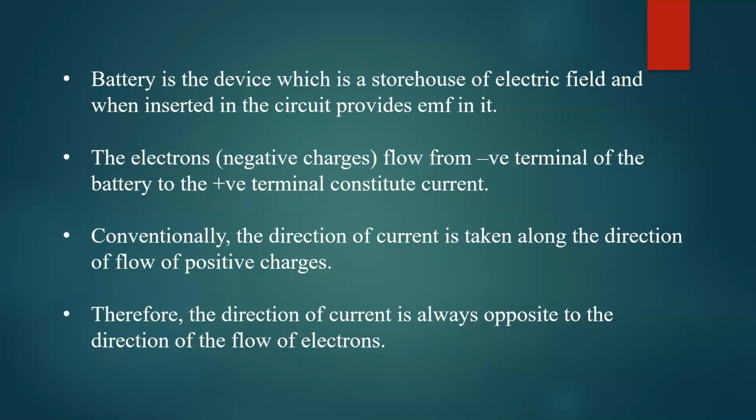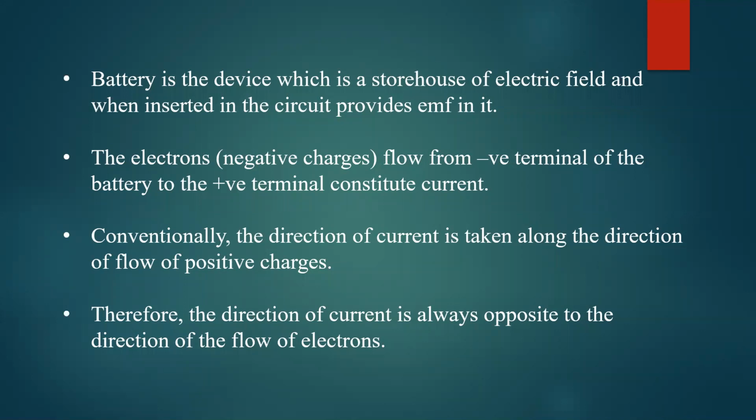So conventionally, next point, the direction of current is taken along the direction of flow of positive charges. In circuits, when we use circuit symbols and draw a circuit, we represent the direction of current along the direction of flow of positive charges. Remember, electrons are negatively charged particles. That was assumed. So in which direction do negatively charged particles flow? They flow opposite to the direction of positive charges. Therefore, the direction of current is always opposite to the direction of flow of electrons.